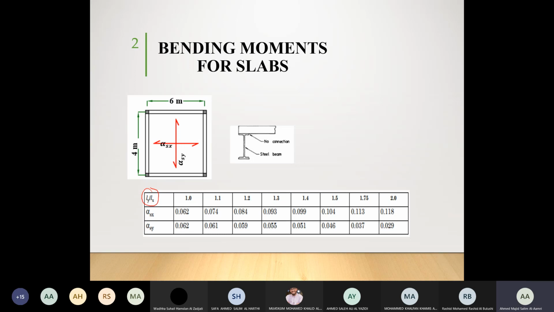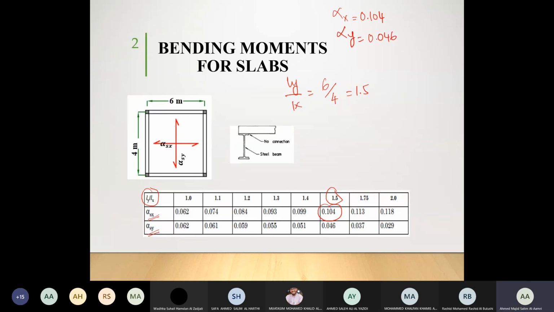Okay. Now we need to get the value of ly over lx for this scenario. So now if we calculate ly over lx for this scenario, ly is 6, lx is 4, so it's going to give us 1.5. So we're going to go for 1.5. There are two coefficients. There is one alpha for x and there is one alpha for y. So now if I want to get the alpha for x, then it is going to be this value, which is 0.104. Alpha for y, it is going to be 0.046.